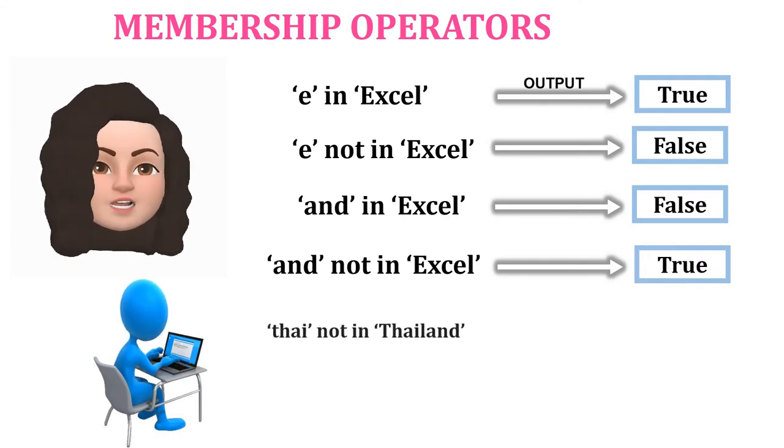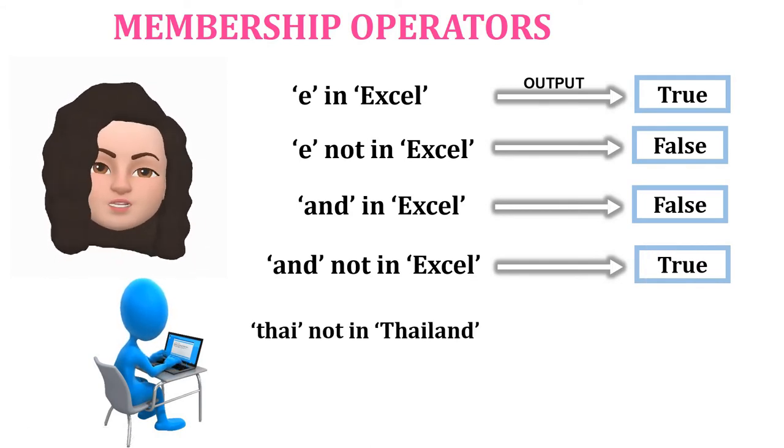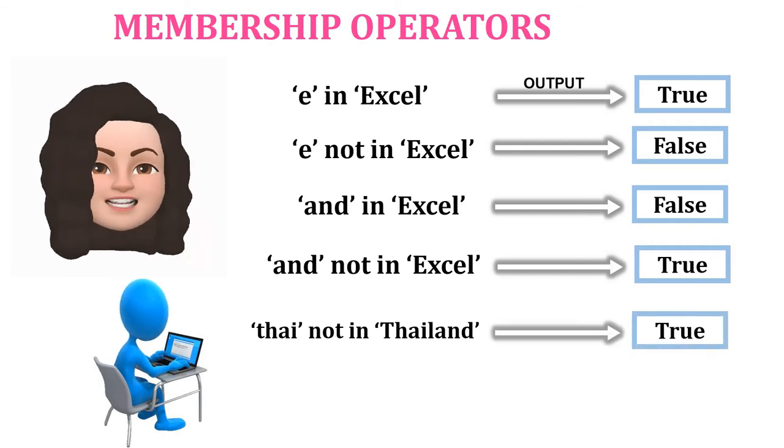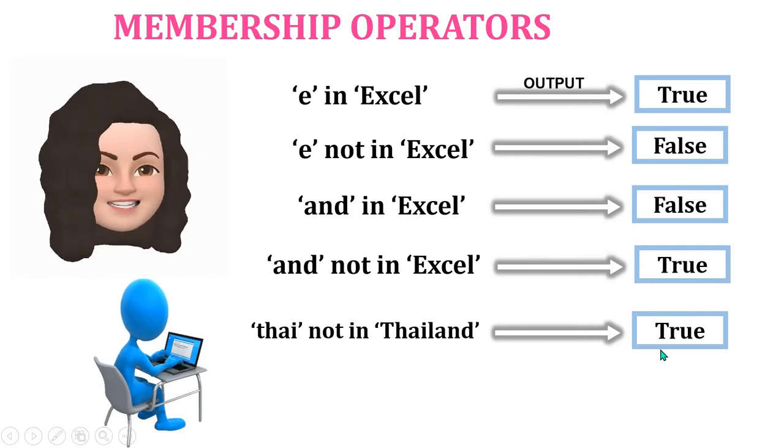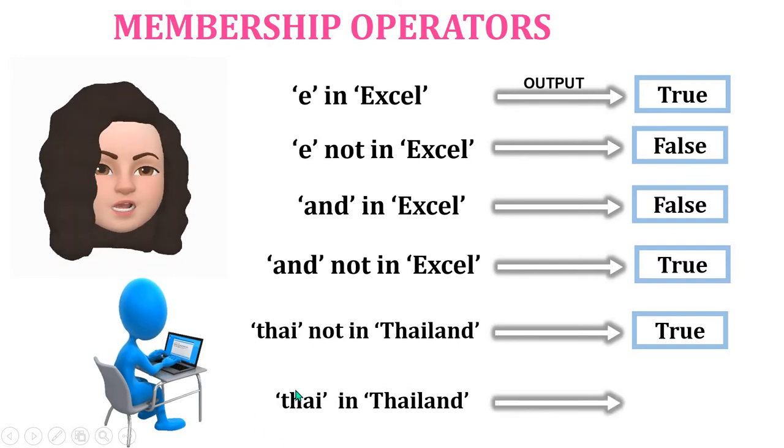"thai" not in "Thailand". Why is it returning true? Because Python is case sensitive. Here Thai means capital T should be there. So "thai" is not present. Here it is small t. So it is different. Capital letters and small letters are different, right? So "thai" is not present in "Thailand". Hence it is true. And "thai" in "Thailand". You can see, is thai present in Thailand? No, it is not present because it is case sensitive. The first letter is a small letter. Hence it is false.